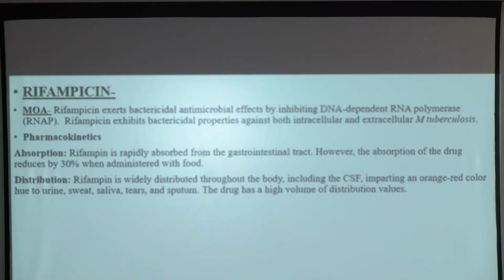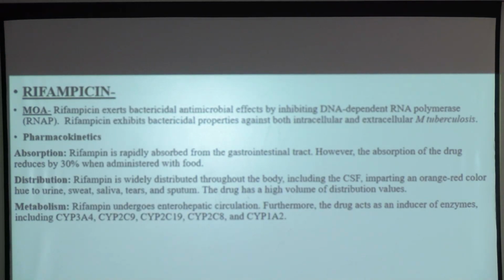Distribution: rifampicin is widely distributed through all the tissues, specifically in CSF and meninges. And a patient taking rifampicin, what is the very specific side effect? The patient will say orange discoloration of urine, saliva or body fluids. Okay, so this is not harmful. Second, the metabolism is primarily in enterohepatic circulation.